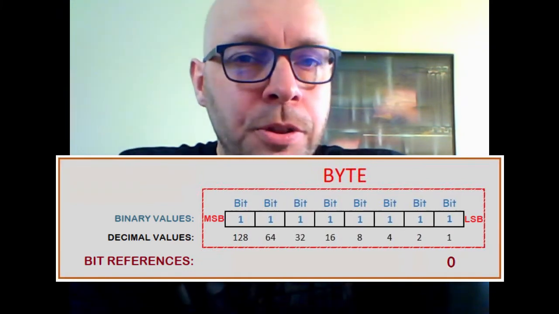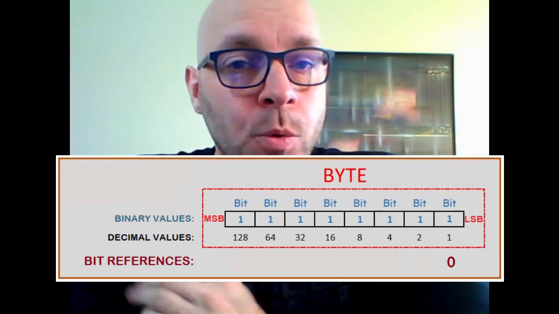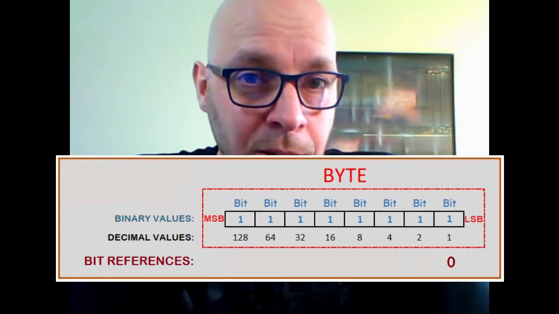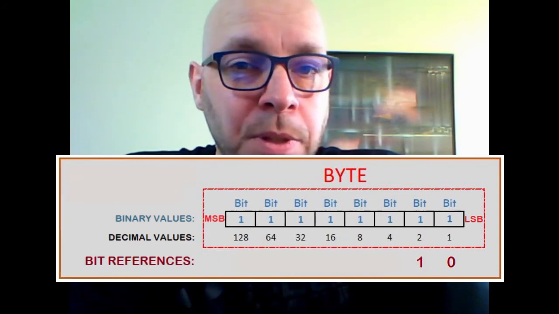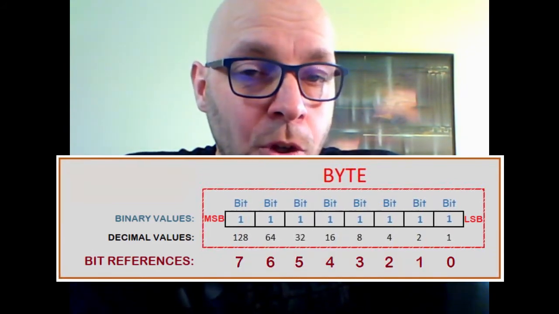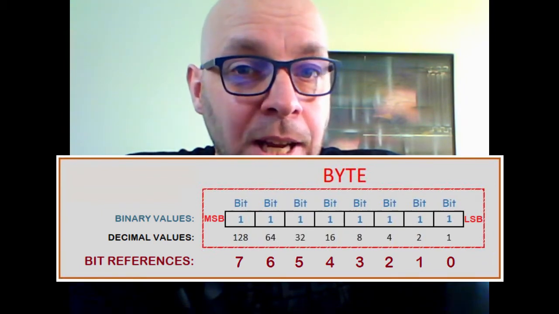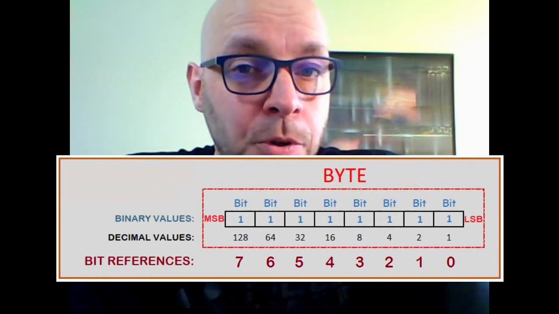This has nothing to do with its binary value, its decimal value, or any other value. It's simply a reference that we can use to refer to that particular bit within the byte. So the rightmost bit is known as bit 0. The one to the left of that is known as bit 1. And we just simply count all the way to the leftmost bit, which is known as bit 7. So a byte contains 8 bits, ranging from bit number 0 through bit number 7.